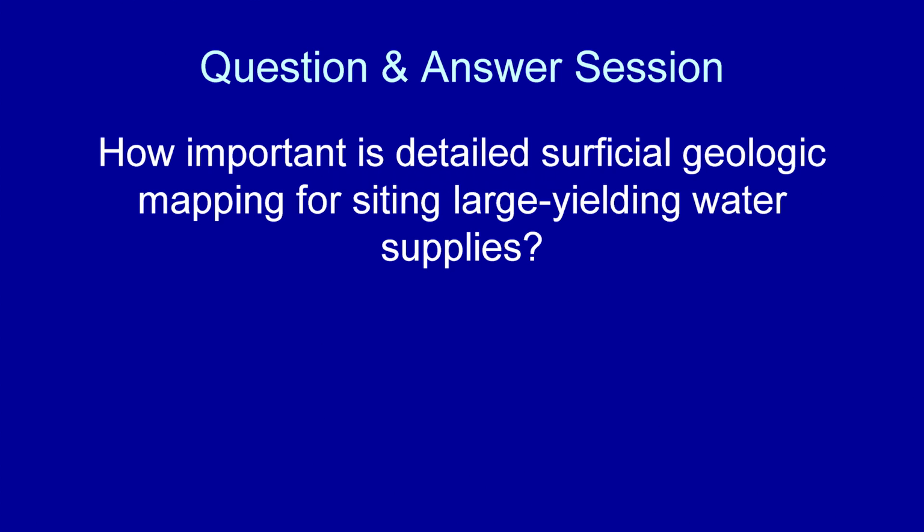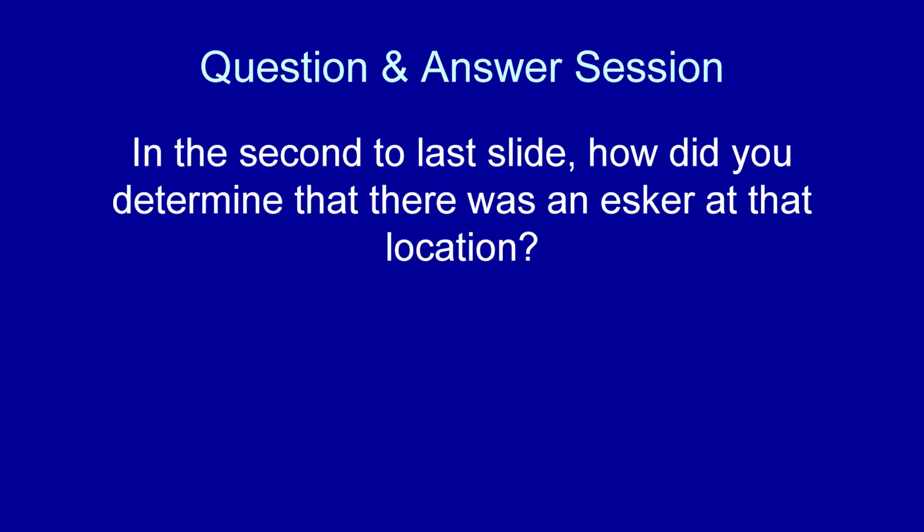Great, thanks for that. We've got one other question on one of the images that you showed. The person is asking, how did you, in the second to last slide, determine that there was an esker at the location? So I think if you back up a couple slides when you were talking about eskers. That particular shot was taken right next to Interstate 495 in Boxborough, Massachusetts, which is one of the major mapped eskers in the state of Massachusetts. So it's clearly identified by the contours that is an esker. Great, thank you.